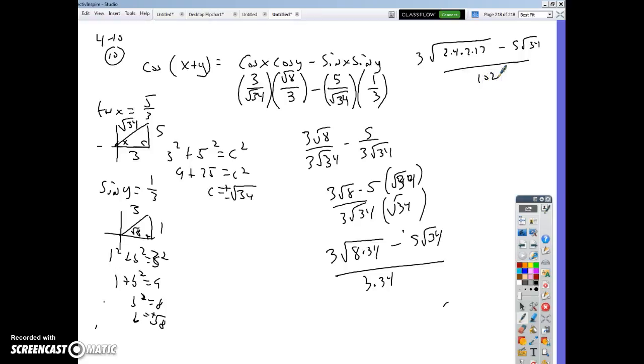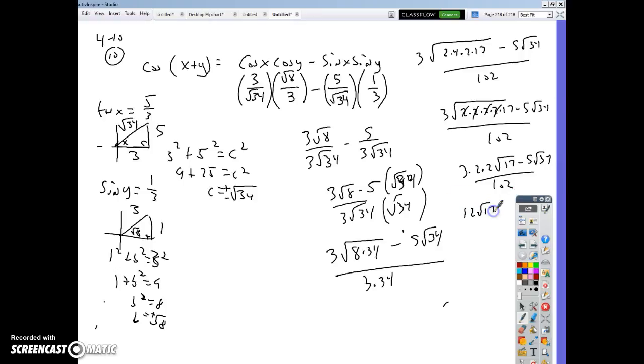Agreed? Agreed. And then I look at this and go, well, that's 3 root 2 times 2 times 2 times 2 times 17 minus 5 root 34 all over 102. Any pairs? Yeah, there's a pair of 2s, another pair of 2s. So this is 3 times 2 times 2 times root 17 minus 5 root 34 all over 102. And that's 12 root 17.